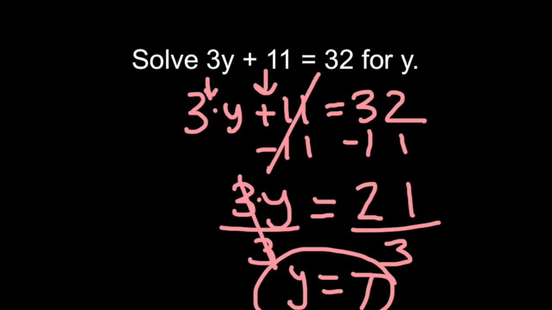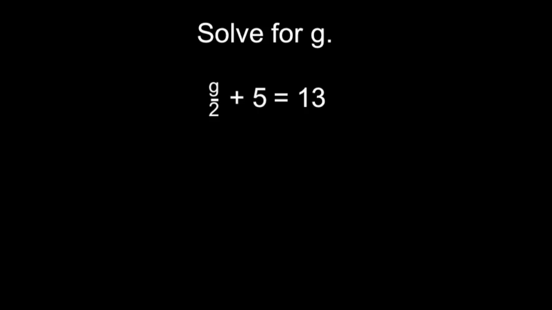Let's check our work. 3 times 7 plus 11. Multiplying is first. 3 times 7 is 21. 21 plus 11 is 32. So y equals 7 is correct. Alright, for this one we need to solve for g. And we have g divided by 2 plus 5 equals 13.